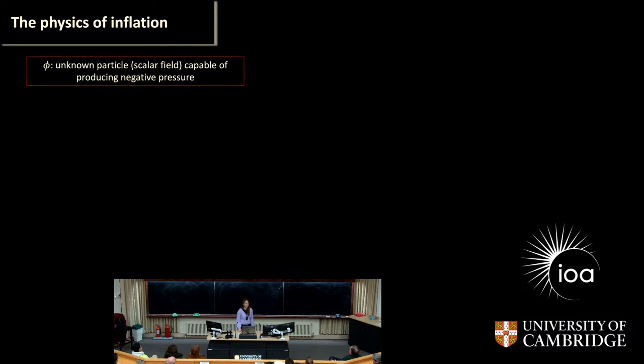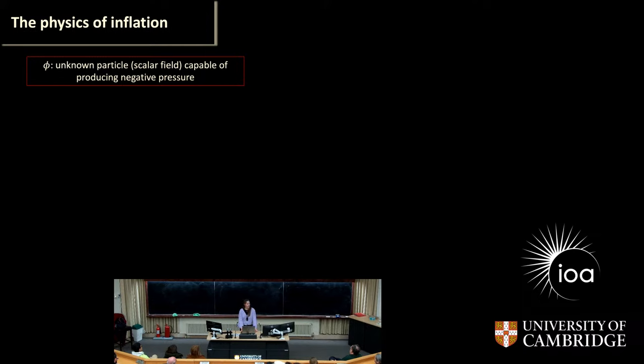What we need to produce this kind of expansion is we need the universe to be dominated by a kind of particle that can produce negative pressure, because with negative pressure, we can create accelerated expansion. And those types of particles that we call scalar fields, we know that they exist because there's at least one of them that we have detected, the Higgs boson. Might have heard of that. That's a scalar field. Some theories say that the Higgs boson could be the inflaton field, but many other theories assume that the inflaton that we call phi here is a completely different particle that we have not detected yet.